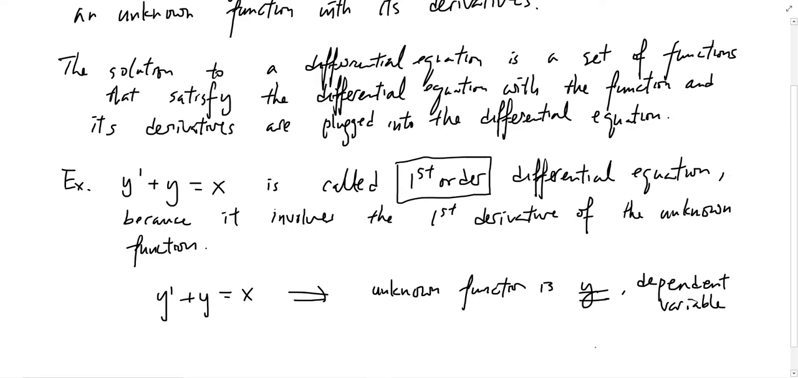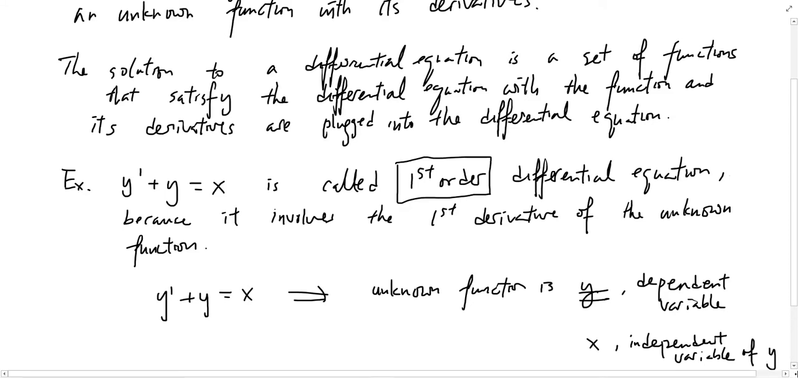And then what is x? Well, x is actually the independent variable of y. Remember, the unknown function is y, which is the dependent variable. As we define a dependent variable, it's like the output of a function. But a function itself must require an input, which in this case, x is our input. So therefore, when we present this unknown function, it should be y equals some function of x.